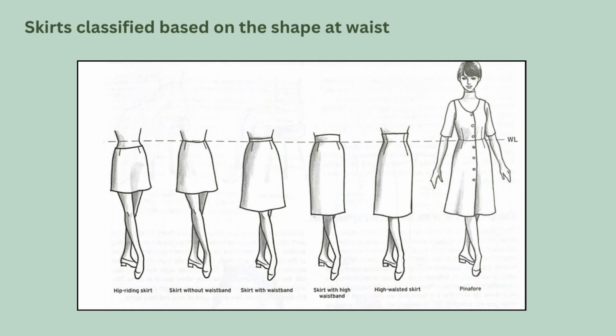The next one is a skirt without waistband. The next is a skirt with waistband. After that, we have a skirt with high waistband. The next one is a high-waisted skirt in which we don't have a waist seam. And the last one is a pinafore, in which of course the skirt is connected to the top and we have a waist seam.